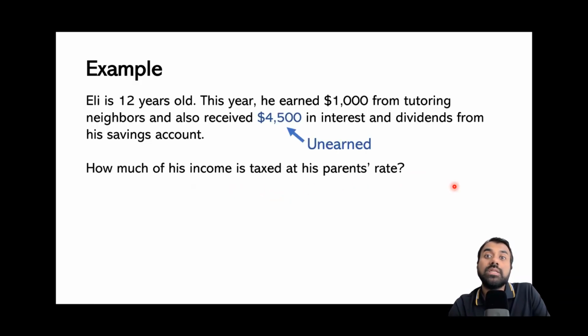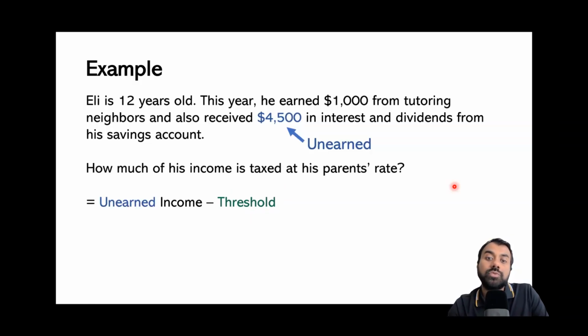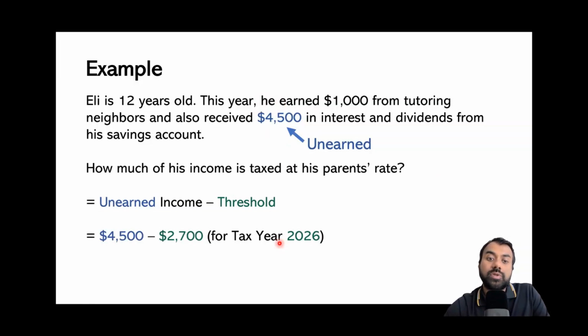To answer this question, we need to figure out the unearned income, which is 4,500 in this case. And then we need to remember the image that we looked at earlier. We said that any unearned income above the threshold amount of 2,700 for the tax year 2026 is going to be taxed at the parent's rate. So all we have to do is figure out how much of the unearned income is above that threshold. That means we subtract the threshold amount 2,700 from the total unearned income, which is 4,500, and that gives us 1,800. So that's the part that gets taxed at his parents' rate.